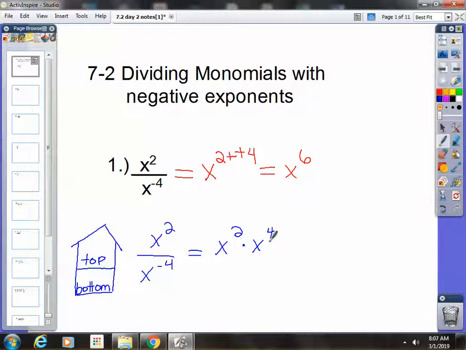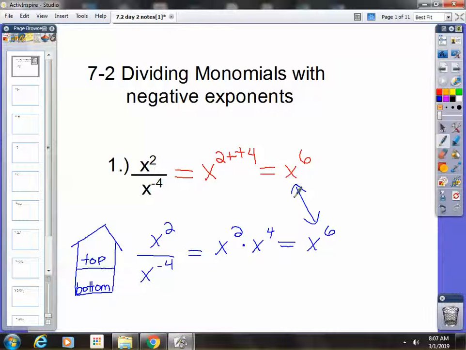Now, we're multiplying two variables. When we multiply variables, what do we do with the exponents? That's the first thing we learned, to add them. x to the 6th power. Same answer, isn't it? I don't care which of these methods you use, you're going to find one that works best for you and go with it. Remember, when we subtract exponents, that variable always goes to the top, doesn't it?